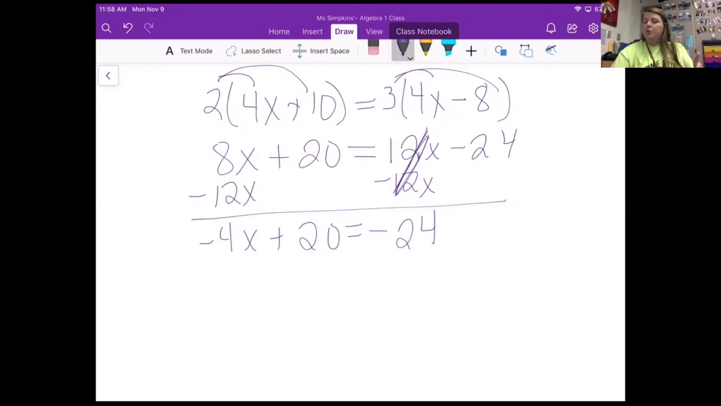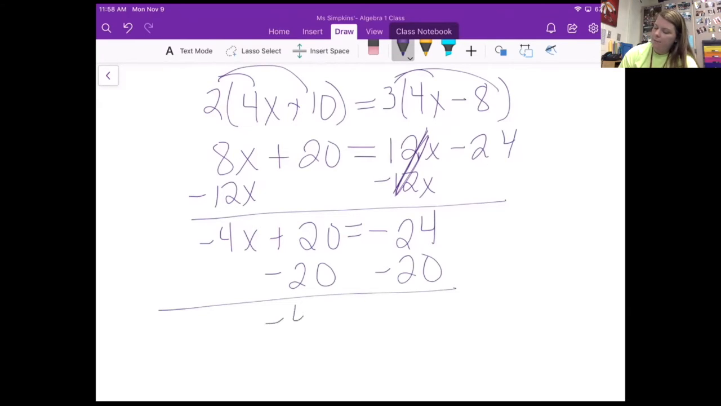We want to do the opposite of plus 20, which would be minus 20. Close. So we have -4x equals -24 minus 20 would be -44.